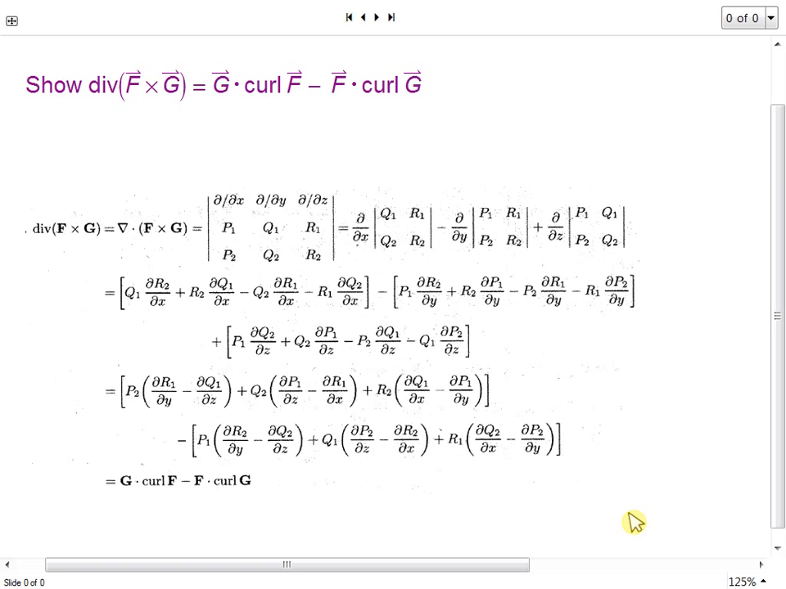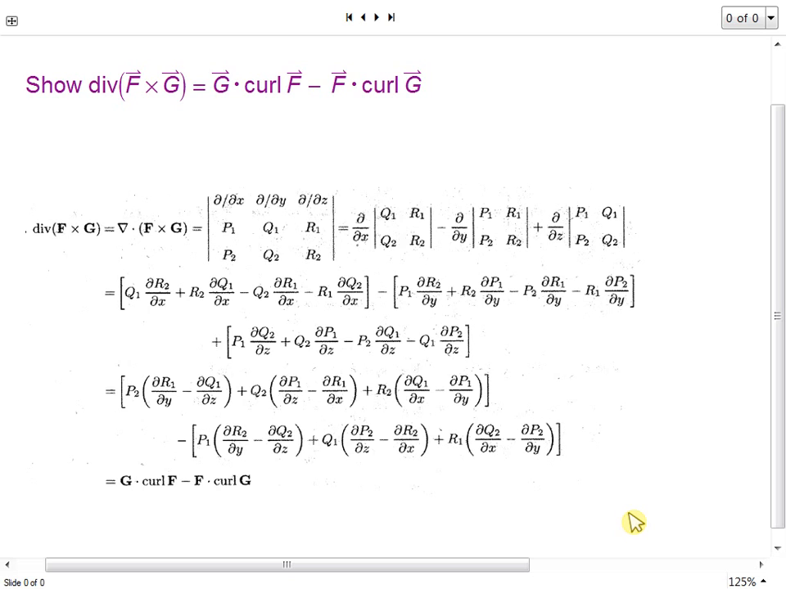If I take that, where was it? P2 here, and P2 here. Take that P2 out, I get this factored out. When I factor out, this is what I'm left with. When I take Q2 out, I get this. When I take R2 out, I get this. Yes? So this is P2, Q2, R2.